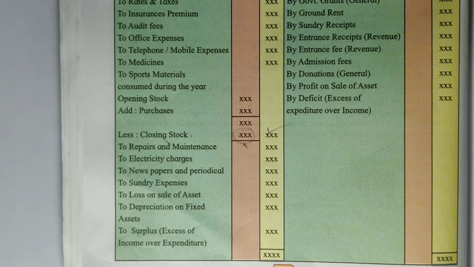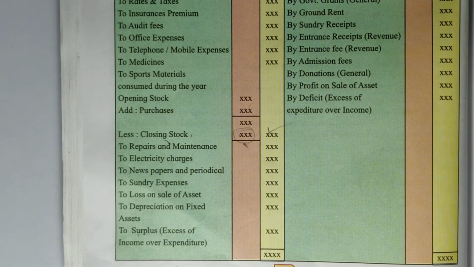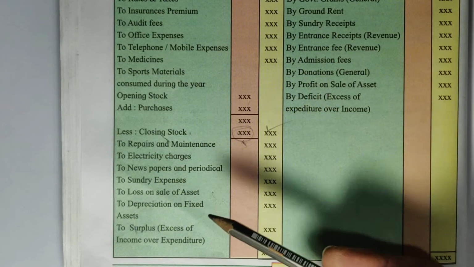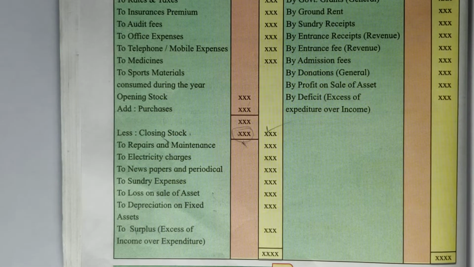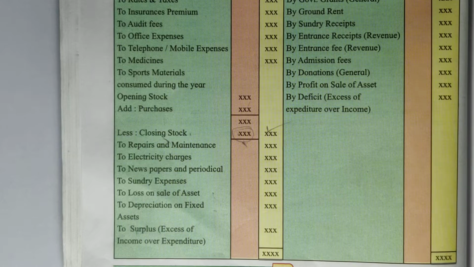Next is repairs and maintenance, electricity charges, newspapers and periodicals, sundry expenses. See, all these are cash items where you need to pay in the form of cash or check. But loss on sale of asset, depreciation on fixed assets, these are non-cash items. Let us have a look at the income side.